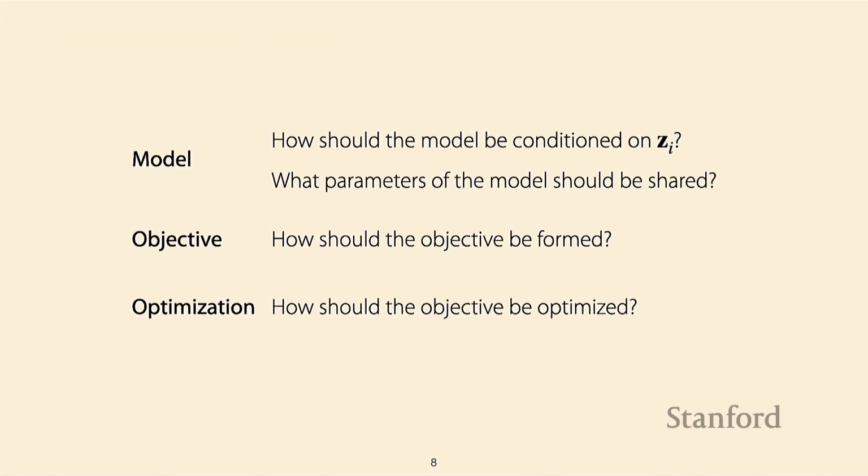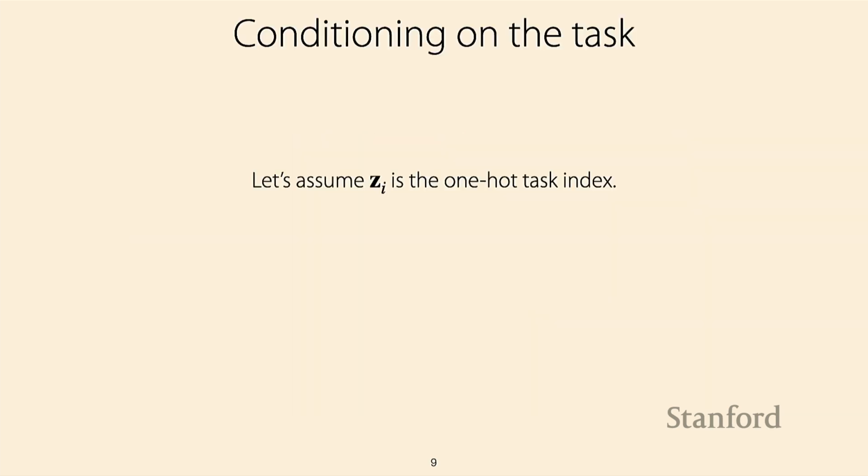So we'll talk about each of these design choices one by one, and we'll start with the model. We'll start by trying to think about how the model can be conditioned on zi and what parameters of the model should be shared across tasks versus separate. Cool. So now let's assume that zi is a one-hot index, like what we talked about before.